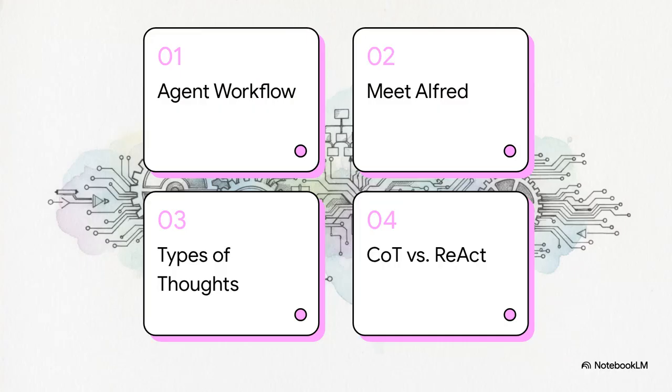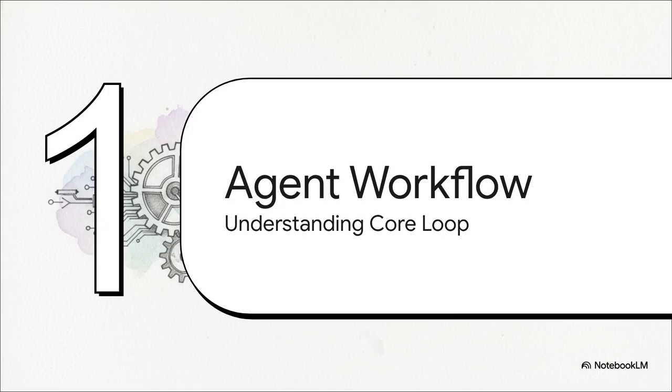Here's a quick look at our roadmap for today. We'll start with the AI agent workflow, then we'll meet Alfred the agent for a micro-level case study, explore the different types of AI thoughts, and finally wrap up with chain of thought versus ReAct. All right, section 1, the AI agent workflow. Let's map out this core loop.